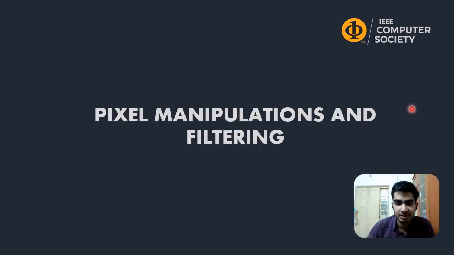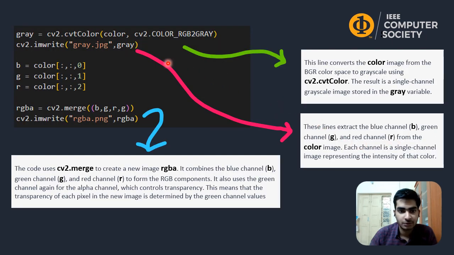Now we will learn some pixel manipulations and filtering. So this line, gray equals cv2.cvtColor, converts the color image from BGR color to grayscale using the cv2.cvtColor function. This results in a single channel grayscale image stored in a gray variable. Now I am writing gray.jpg, gray.